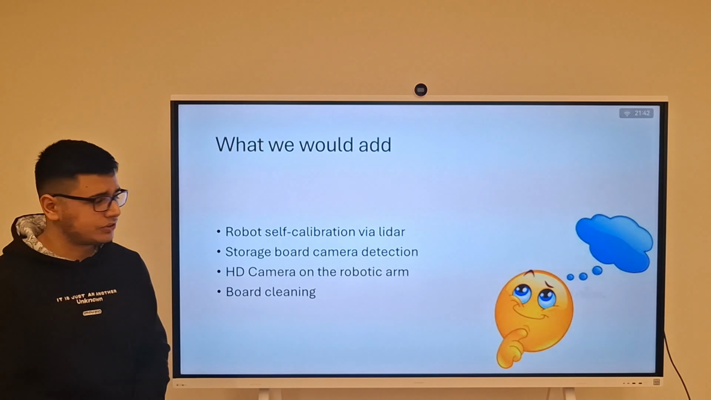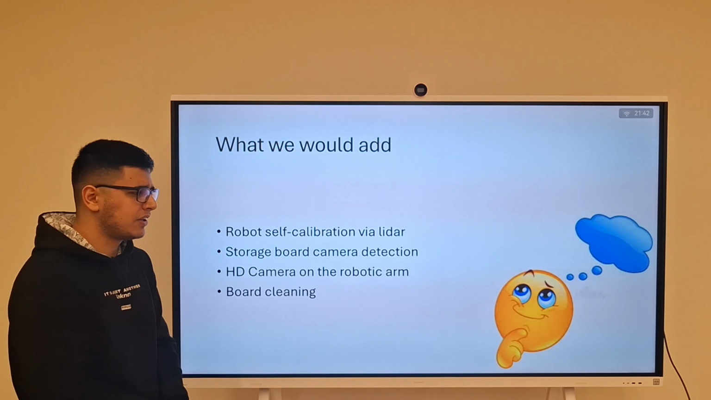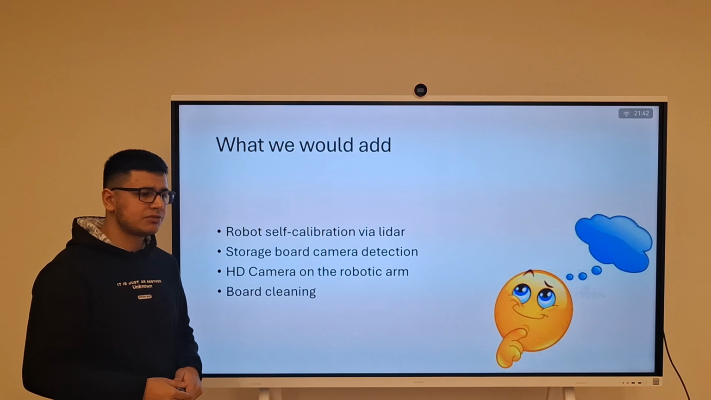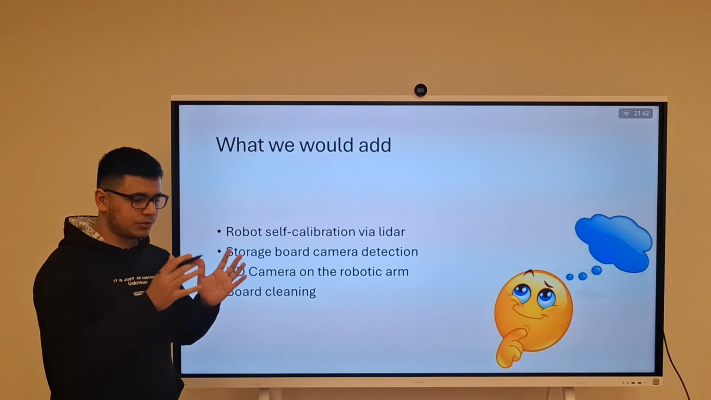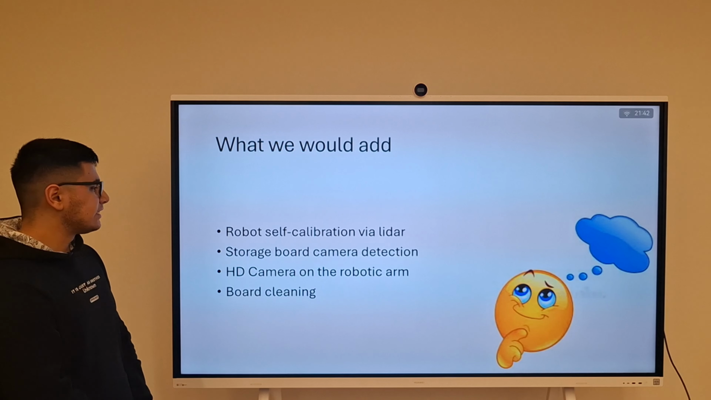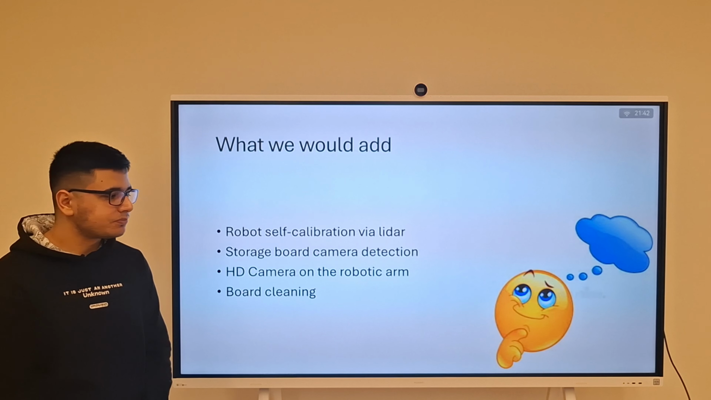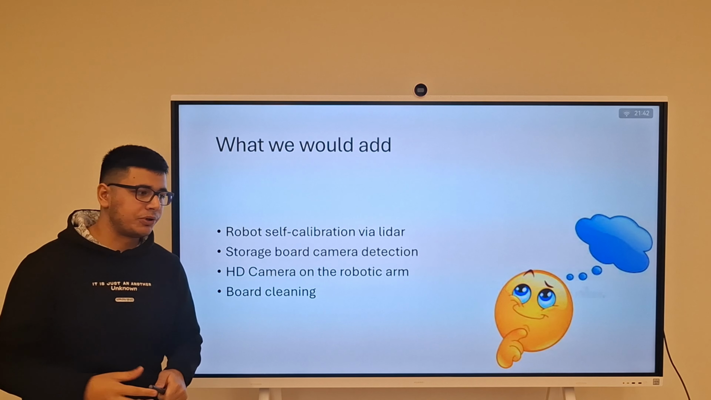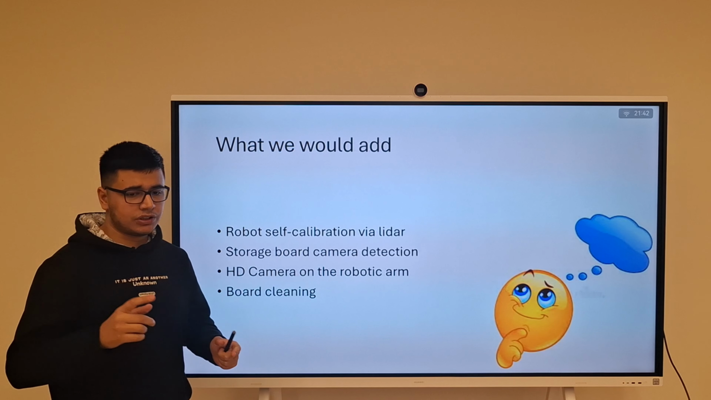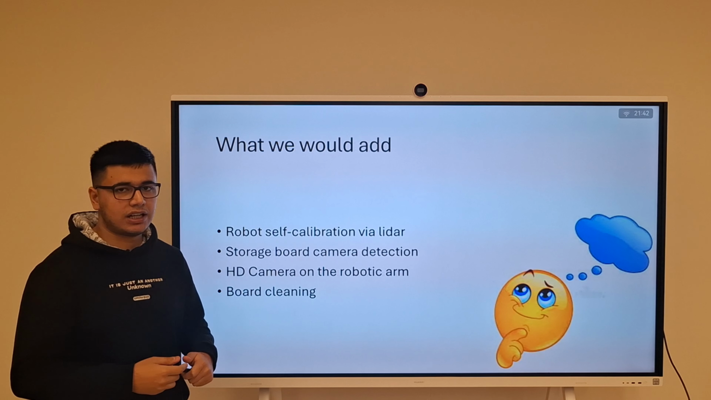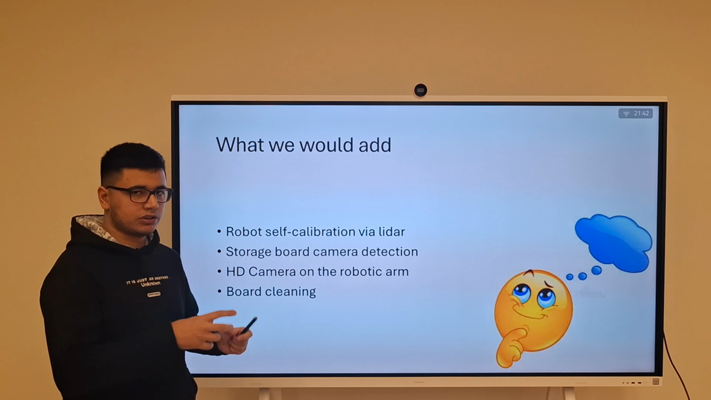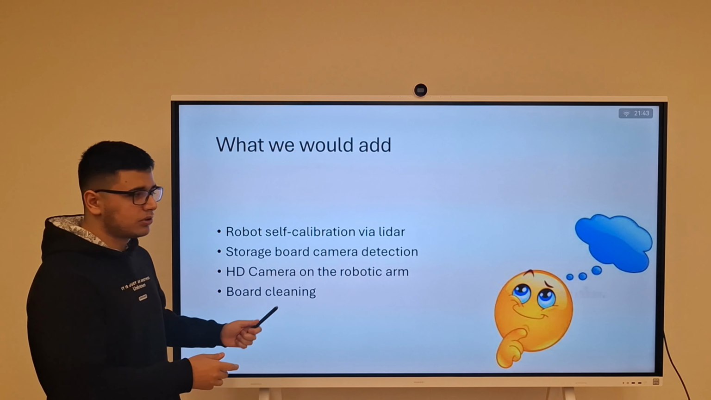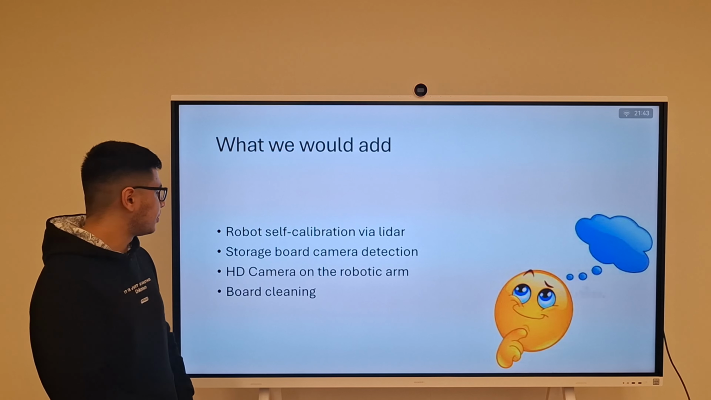calibrate it yourself. So the robot can utilize different methods, either LiDAR or an ultrasonic sensor, to calibrate itself correctly in relation to the boards. Second is storage board camera detection. As I said before, we have the figures predefined on the storage board, and therefore if the user, who is not aware of that, cleans up the board and stores the figures in the storage board incorrectly in chaotic order, the robot may pick up the wrong figure.